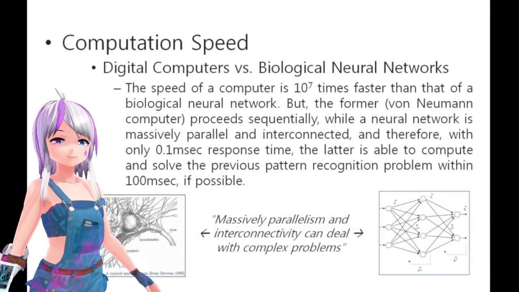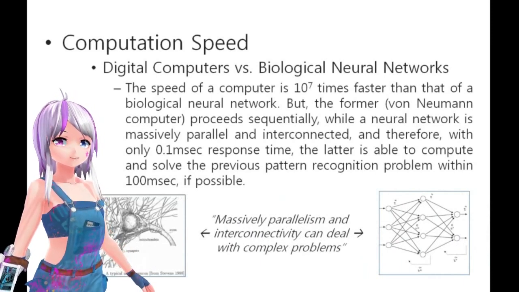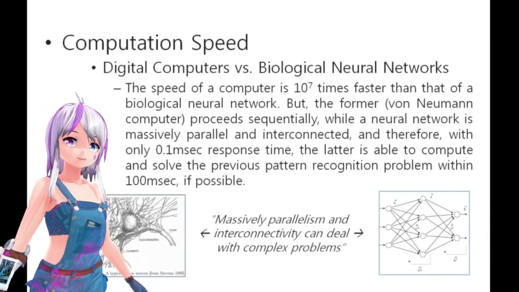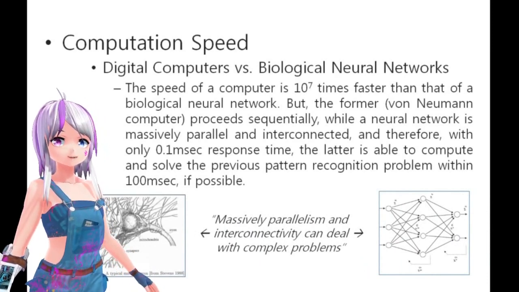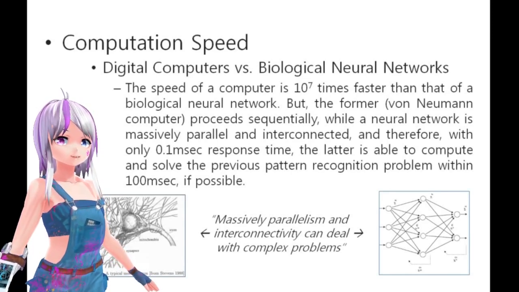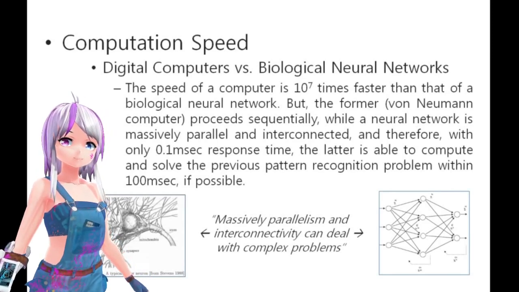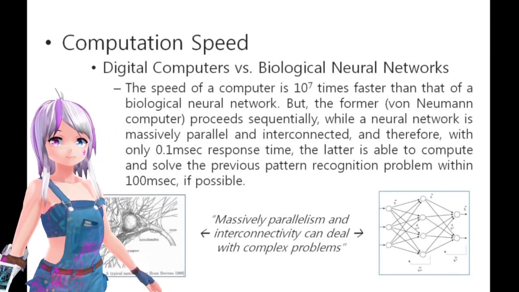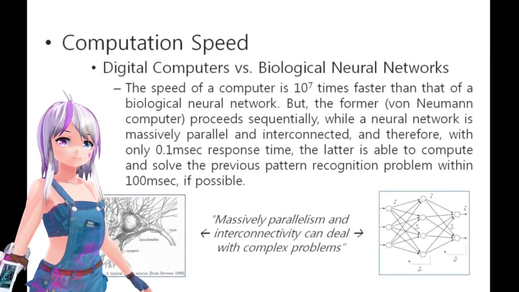So here on your left-hand side we have a typical motor neuron, and inside the cell we have mitochondria, axon, synapse, dendrite, etc. We have massively parallel interconnection and connectivity that can deal with complex problems. So we model the left-hand side biological neuron into the right-hand side multi-layer perceptron.